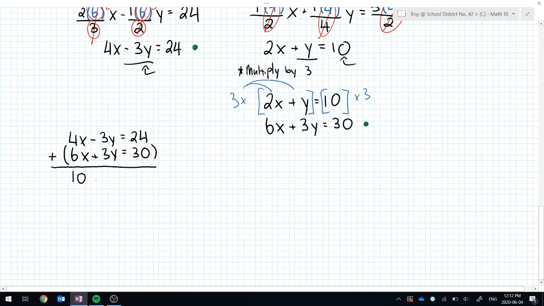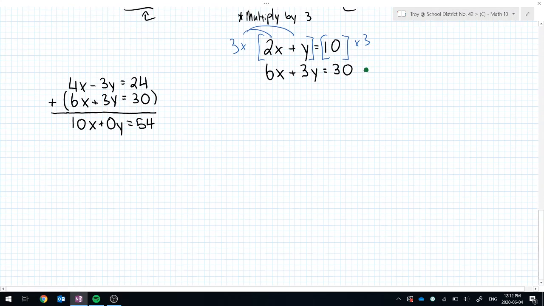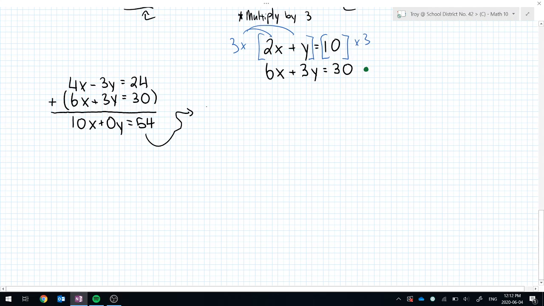Of course that is 10x. As we just said, we're going to get negative 3 plus positive 3 is 0y, which is a cancel. And then we're going to get 54 over here. Okay. So of course, simplify that a little bit. We have just simply 10x equals 54. And we can divide by 10 on both sides. We'll get x equals 54 over 10, which is equal to 5.4. Okay, so that's our value there.